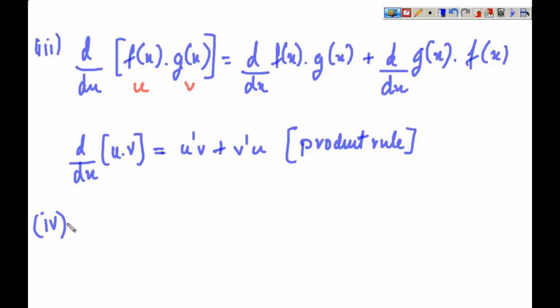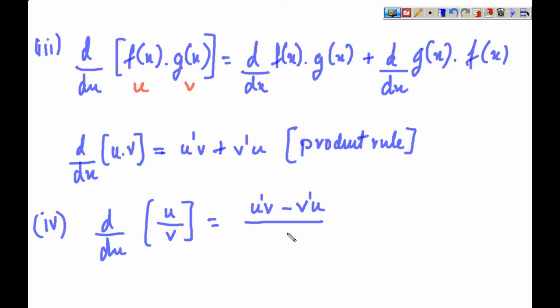Similarly, if we have two functions and we have to find the derivative of, let's say, u by v, this is equal to u dash v minus v dash u by v square. So this is also known as the quotient rule.